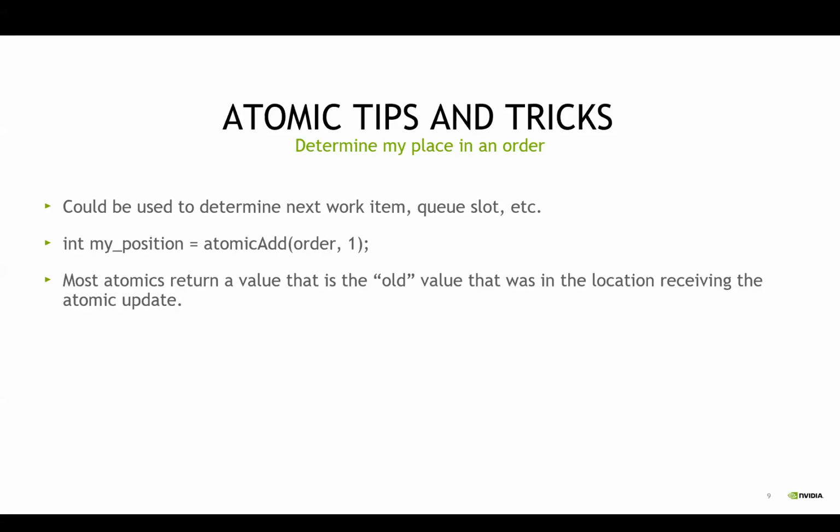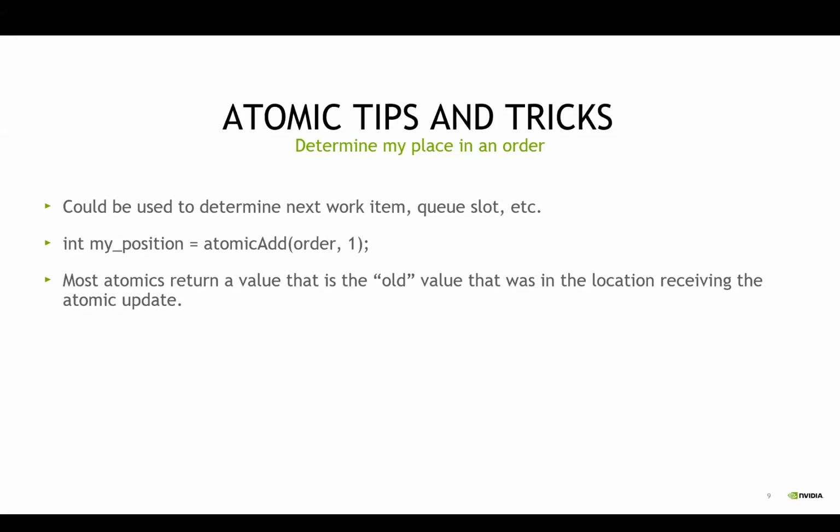But an atomic also has a return value, and the return value for an atomic, quite simply, is the old value in the location. So an atomic is a read, modify, write operation. The first thing it's going to do is read the location in memory that you've indicated, the location that is potentially going to be updated. That read value, the first step in the read, modify, write operation, we're going to declare as the old value that was in that location. And most atomic functions return that old value as their return value.